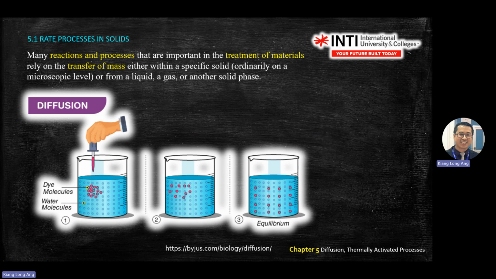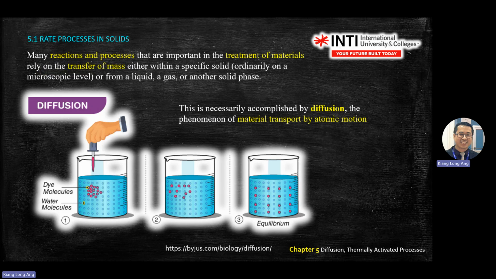In previous chapter 4, even chapter 3, we learned how to calculate the space needed to fit the alien molecule or extra molecule inside the cubic structure. So today we do a little bit of calculation on how much concentration, or how much molecule, we can infuse into the host. Diffusion, by definition, is a phenomenon of material transport by atomic motion.